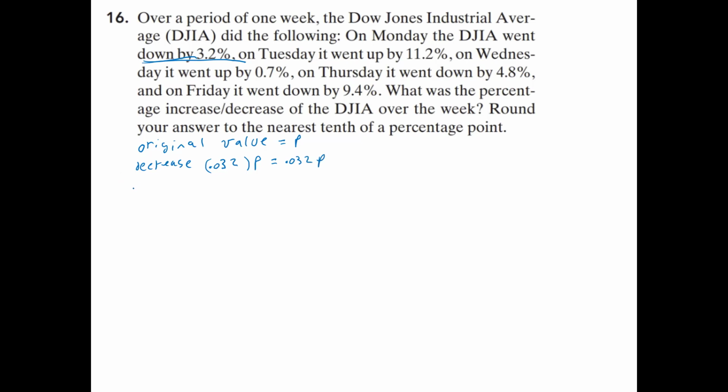So then the new value is going to be P, and it was a decrease. Be careful. It didn't go up, it went down. So we subtract the 0.032P. And then again, we just subtract the coefficients. 1 minus 0.032 is 0.968.